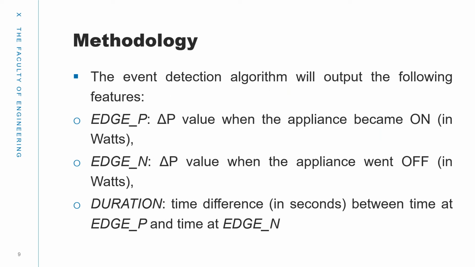The event detection algorithm will output the following features. Edge P, that is the positive edge when the appliance becomes on, in watts. Edge N, that is the negative edge when the appliance becomes off, in watts. Duration, the time elapsed between the positive edge and negative edge, in seconds.